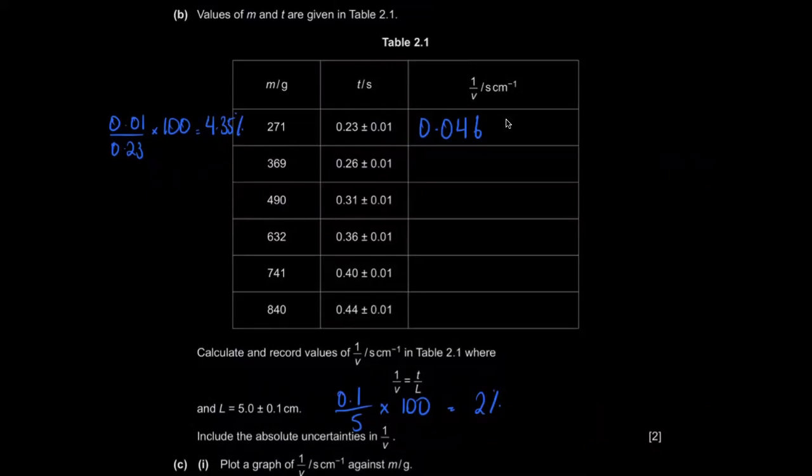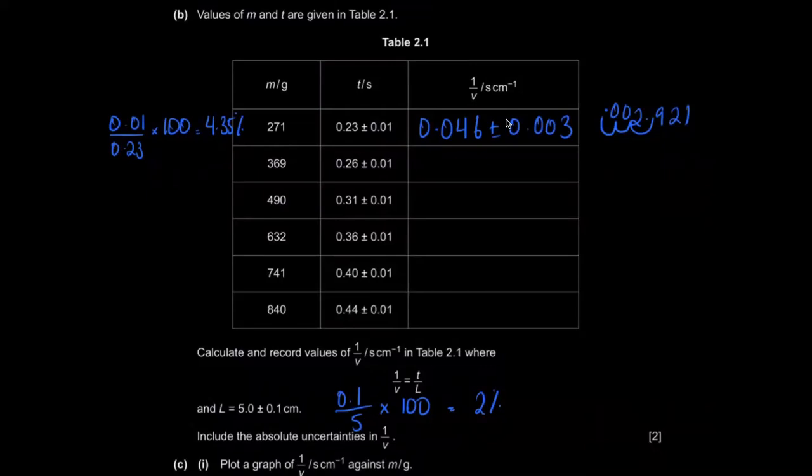6.35% of 0.046. So this turns out to be 2.921 times 10 to the negative 3. So this would be 0.002, right? So this is 0.0029. So this would be 0.003, right? Just to 1SF. Then I do the same thing for all the other values.